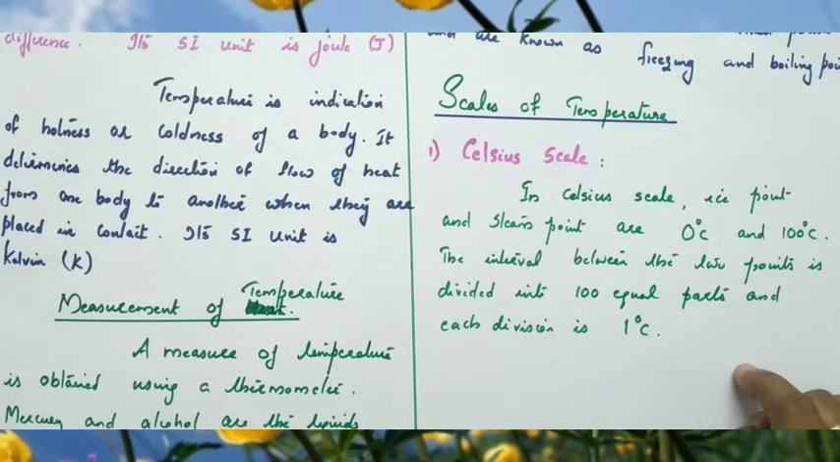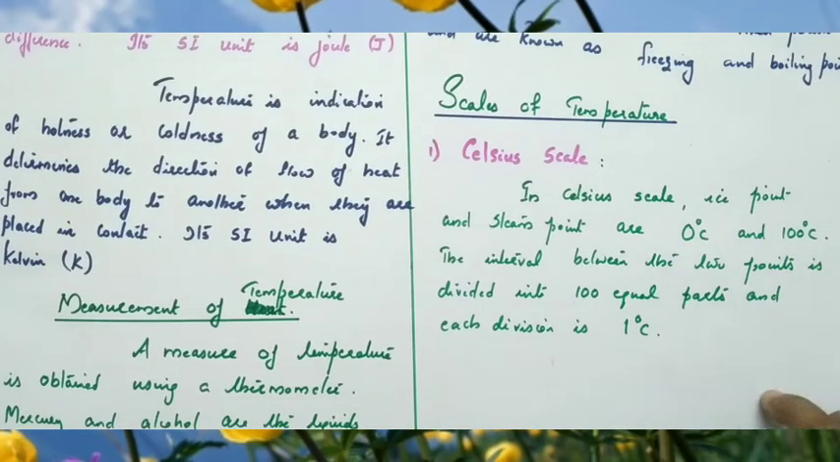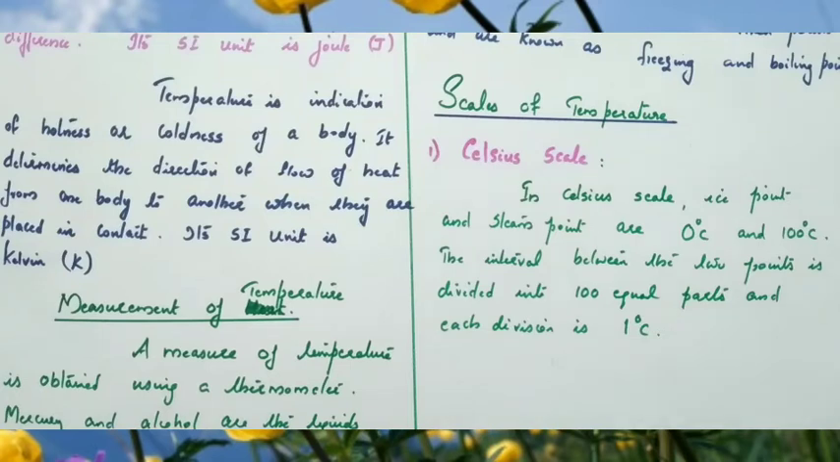The interval between the 2 points is divided into 100 equal parts. Between 0 degrees Celsius and 100 degrees Celsius there are 100 equal parts, and each division corresponds to 1 degree Celsius. That's all about the Celsius scale, and this scale was developed by Anders Celsius in the year 1710.